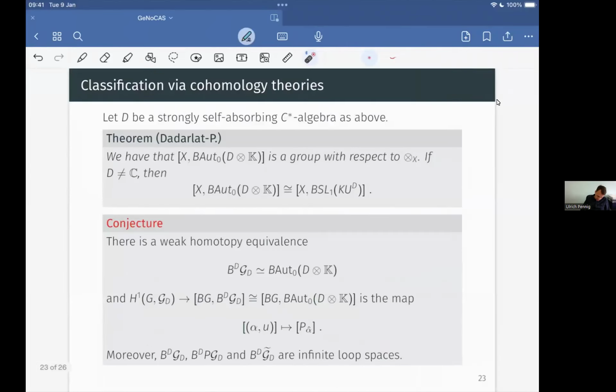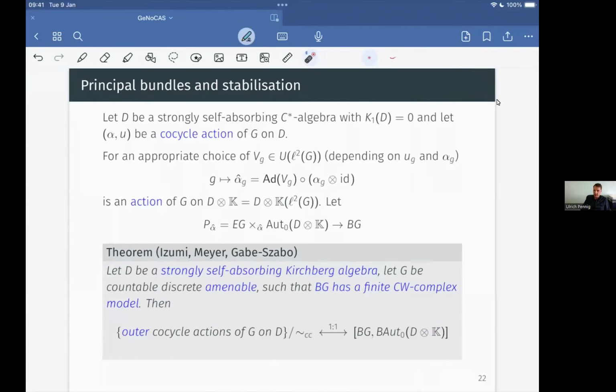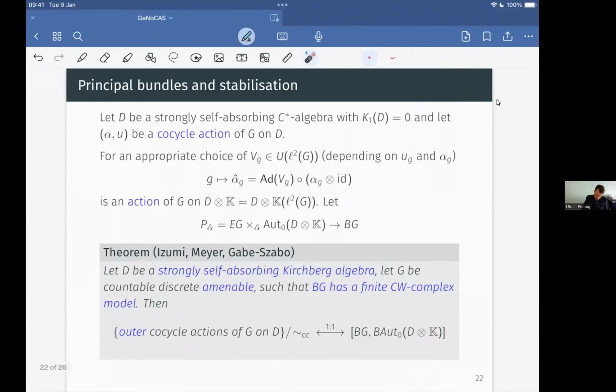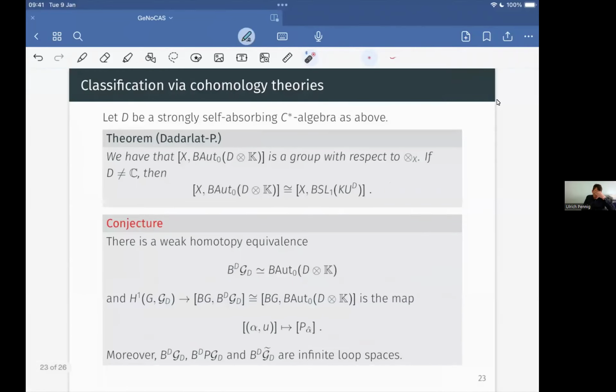Right, so why is this good? Why is this right-hand side better than the left-hand side here? Well, for strongly self-absorbing algebras, we can actually compute this right-hand side. And that's a result that I obtained with Marius Dadarlat some time ago, that if you have a strongly self-absorbing C-star algebra as above, this homotopy set, which a priori doesn't have any extra structure, actually has extra structure in this case, namely it is a group with respect to the fiber-wise tensor product. And if D wasn't picked too small, if D is not the complex numbers, then this group here is isomorphic to a group that came up in algebraic topology, in homotopy theory.